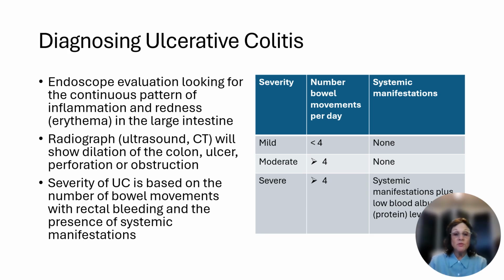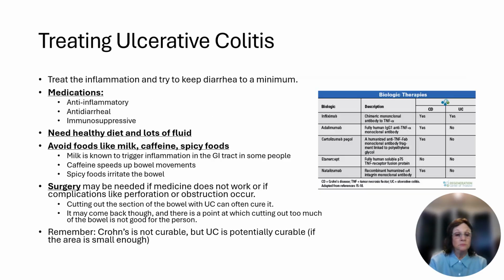And again, we're going to rate the severity of ulcerative colitis based on the number of bowel movements with rectal bleeding that they're having every day and the presence of systemic manifestations. So if they're having less than 4 bowel movements and no systemic manifestations, so no fever, none of that, it's mild. More than 4 and no systemic manifestations, it's considered moderate, and more than 4 bowel movements a day plus things like low blood albumin, low protein levels in the blood, maybe fever, that's going to be considered severe.